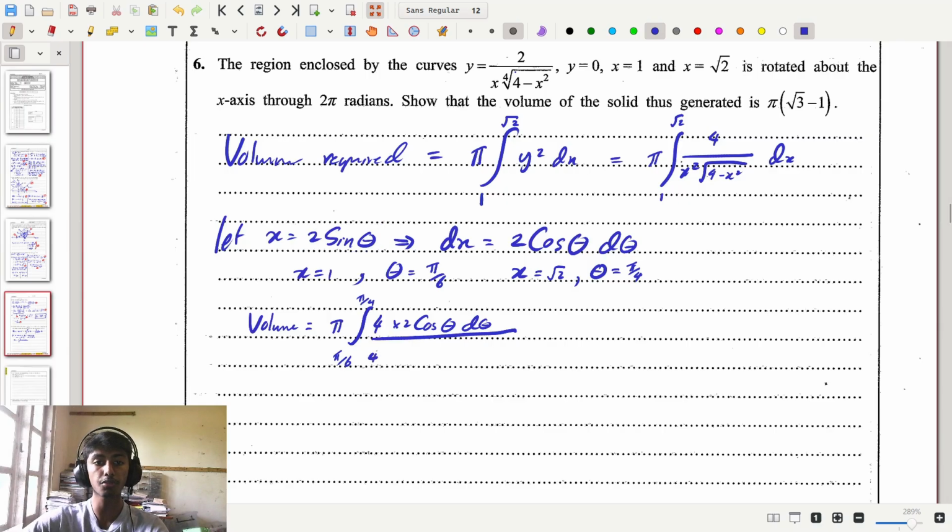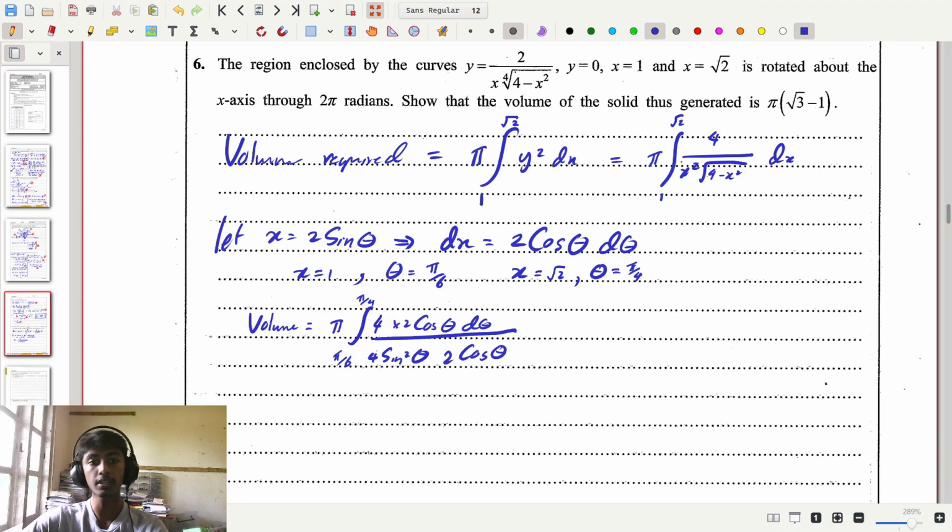4 sine squared theta, and then we have the square root of 4 minus x squared, and then it's going to be 4 minus 4 sine squared theta, which is going to be 4 cosine squared theta. Taking the square root of that is going to be 2 cosine theta, so therefore we have 2 cosine theta.